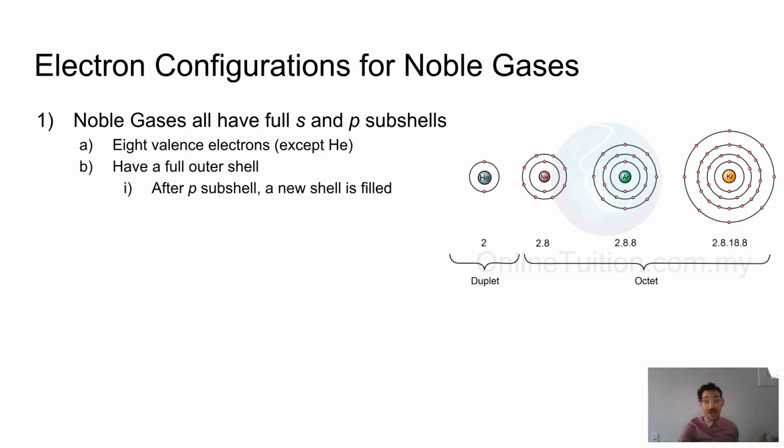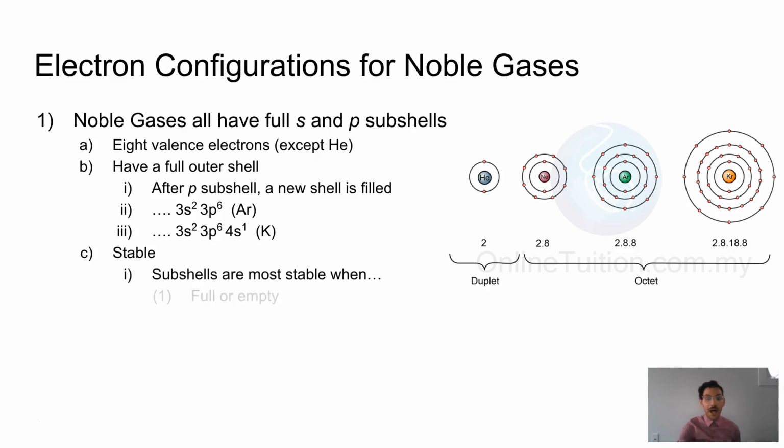After the p subshell, a new subshell starts getting filled. So when we fill up the p's, we are left off with our noble gases. Part of the result of this is that when all of those shells are full, they're going to be much more stable. Full shells are happy shells and are very stable. In fact, they're most stable when they're full or empty. They're kind of stabilized by being half full, but they're happiest if they're totally full or totally empty.